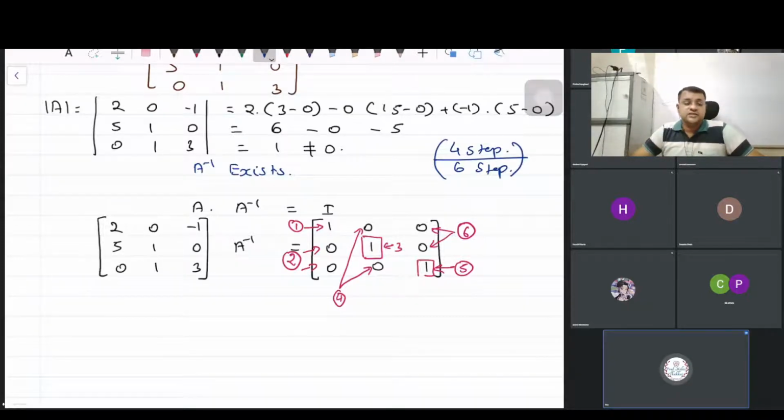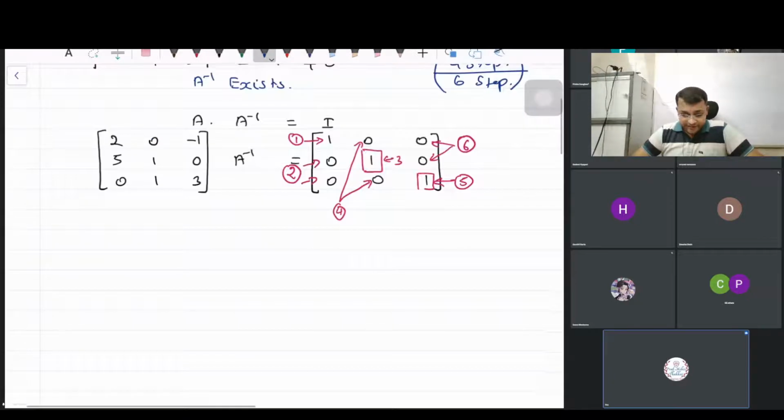The very first thing that I will do over here is that I require 1 in the first position. How can I make the number into 1? I have to divide by the same. But as I told you guys, I don't want to bring fractions in the very first step. So in order to avoid the fractions in the very first step, I have an idea. Let me show that to you.